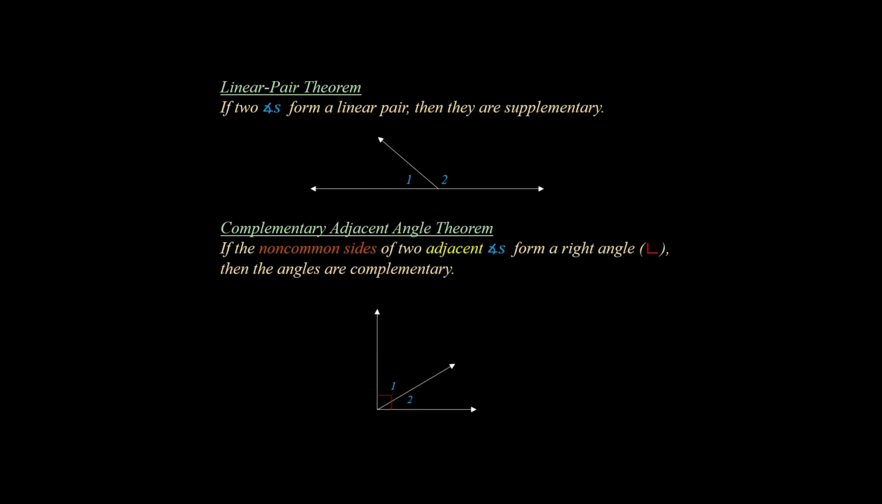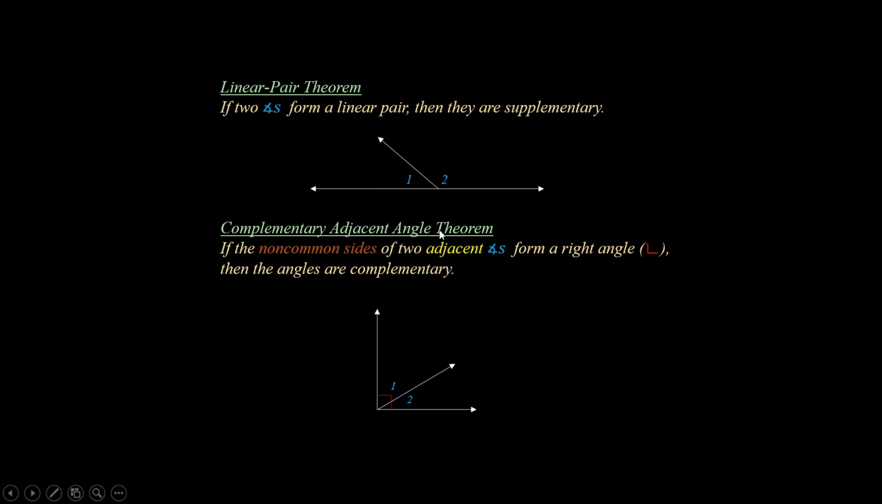And then we learned 4 theorems today. These are theorems that we can prove, inshallah. First is the linear pair theorem. This theorem states that if two angles form a linear pair, then they are supplementary. Angle 1 and angle 2 here form a linear pair because their non-adjacent sides, the non-shared sides, are opposite rays. That's what it means to be a linear pair. So if two angles form a linear pair, then they are supplementary. Angle 1 and angle 2 form a linear pair, therefore they are supplementary.